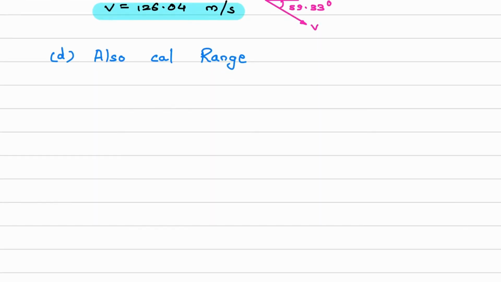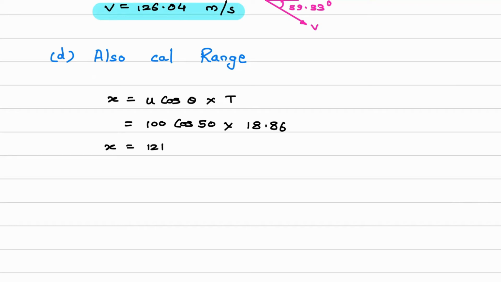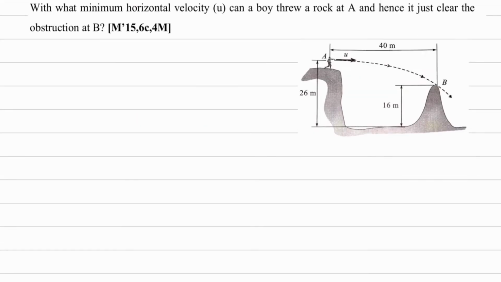Suppose x is the range. So x is equal to u cos theta multiplied by time, and u cos theta is 100 cos 50 multiplied by the time, which we have calculated as 18.86 seconds, the time of flight. So from here x is equal to 1212.29 meter. So this is the range from the point of projection to the point of target. So we will see the next question.